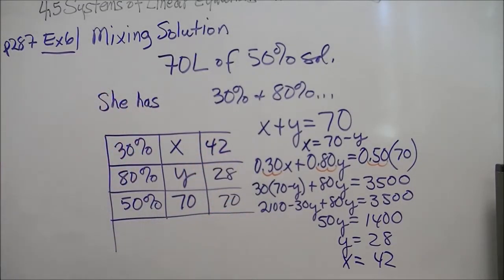Now, remember, this isn't really answers yet, because we haven't interpreted this. But now we can. We will need 42 liters of the 30% and 28 liters of the 80% to make a 50% mixture that totals 70 liters. There's the work, and there's the strategy. Again, we could have done it with one variable, but they're showing it here with two.